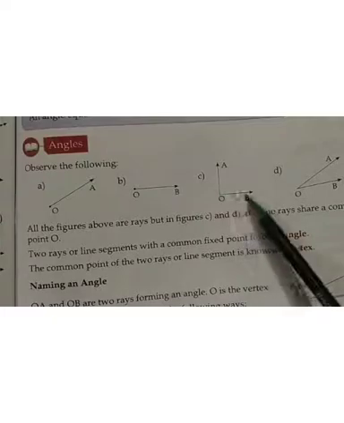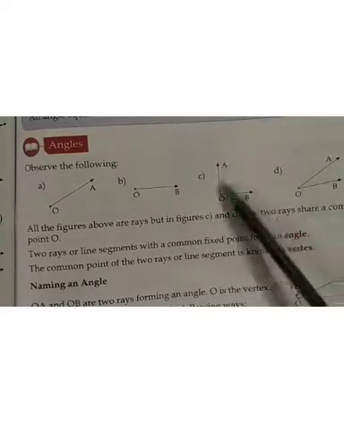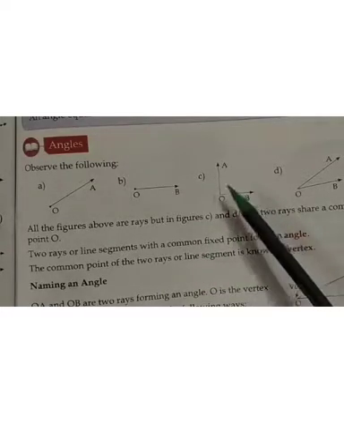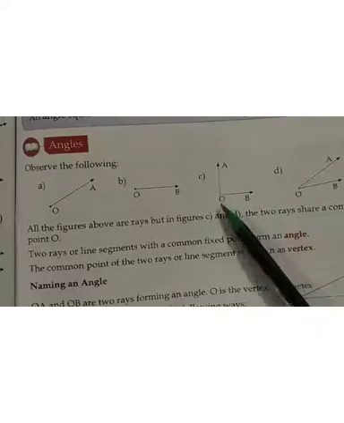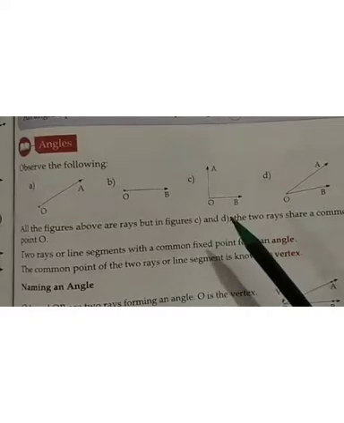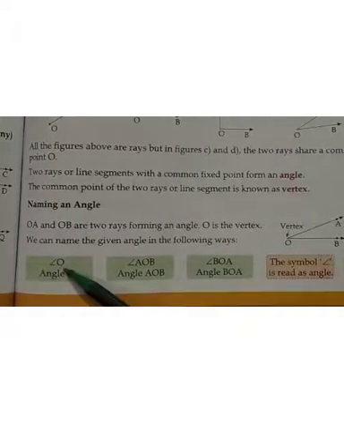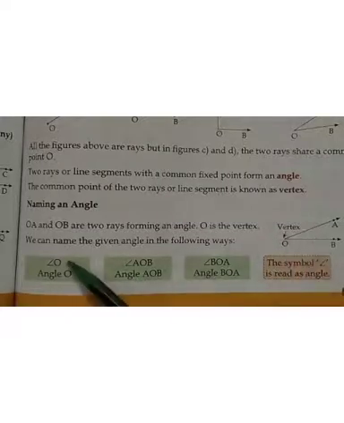Then these two rays form an angle. OA and OB are called the arms of the angle, and this O, the common point, is called the vertex. Angle AOB can be denoted by angle O; you can read it this way. You can give it the name angle O.